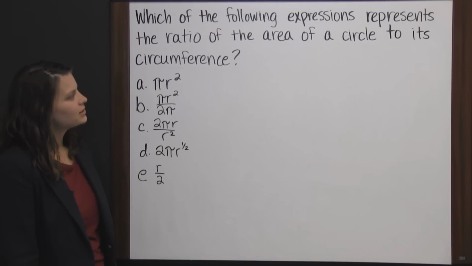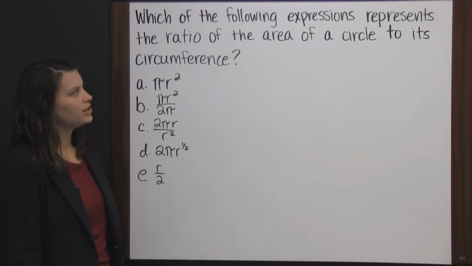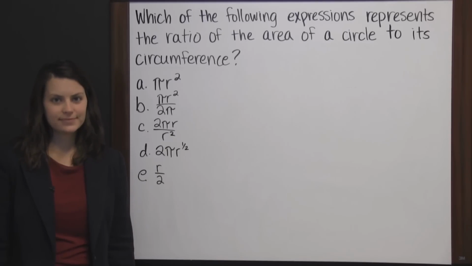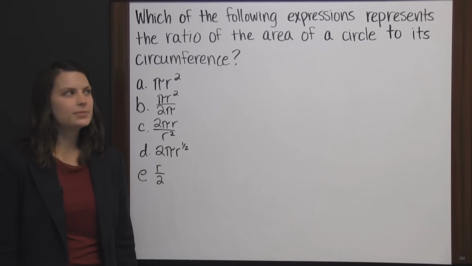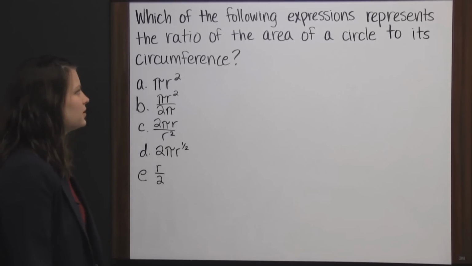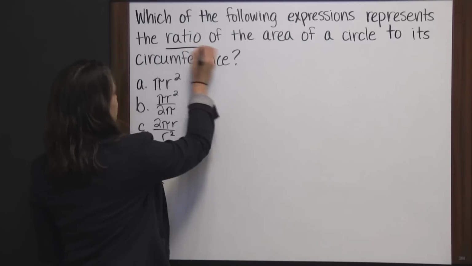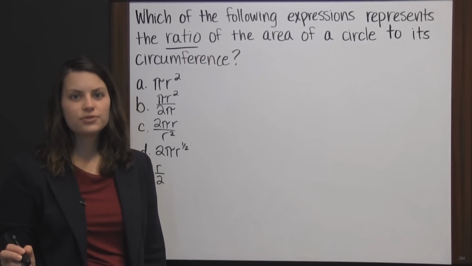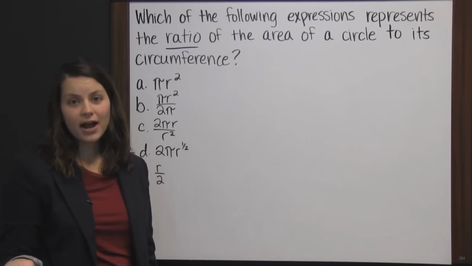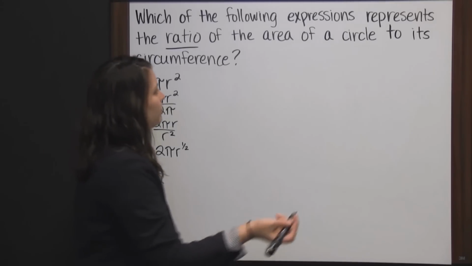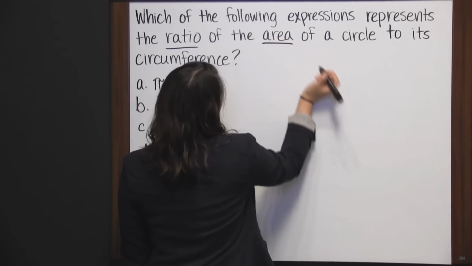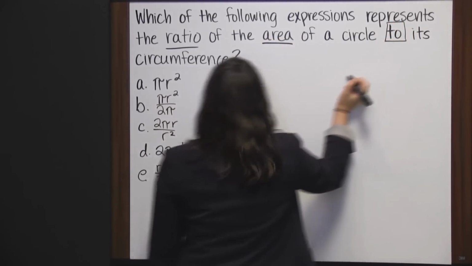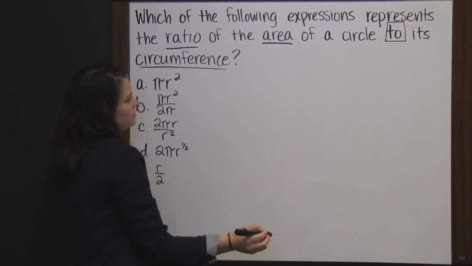Which of the following expressions represents the ratio of the area of a circle to its circumference? We've got some pretty key words here. The first one I see is ratio. A ratio is a comparison of two numbers, like a fraction. And what we're comparing is the area of a circle to its circumference.